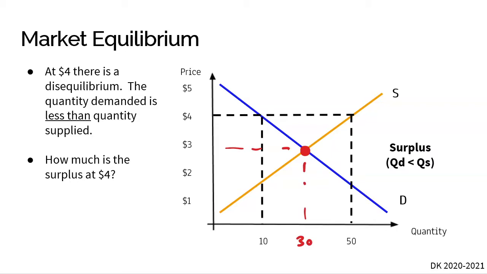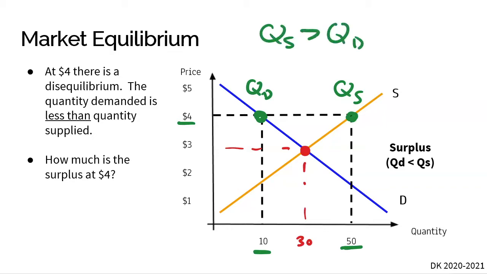But let's say this firm decides to sell at $4. All of a sudden, we're not at the point where supply meets demand. Instead, let's use green. This right here is our quantity demanded. This right here is our quantity supplied. So at $4, our quantity demanded is 10 units. But the producers are supplying 50 units at $4. So we're going to say that our quantity supplied is greater than our quantity demanded. Or we could say quantity demanded is less than our quantity supplied. They both mean the same thing.